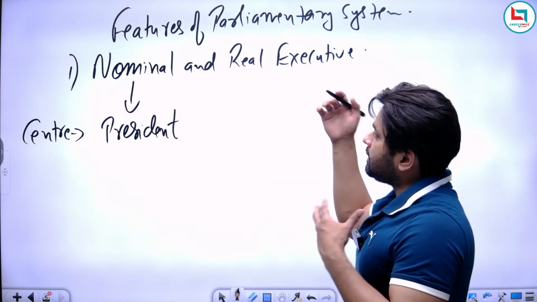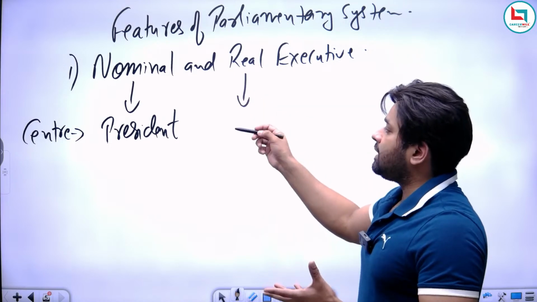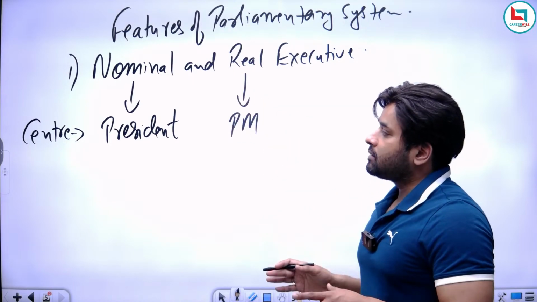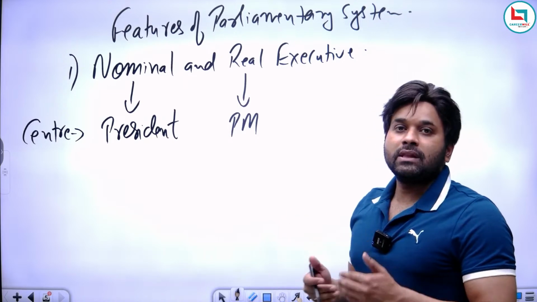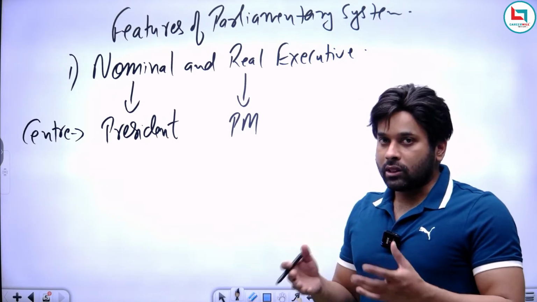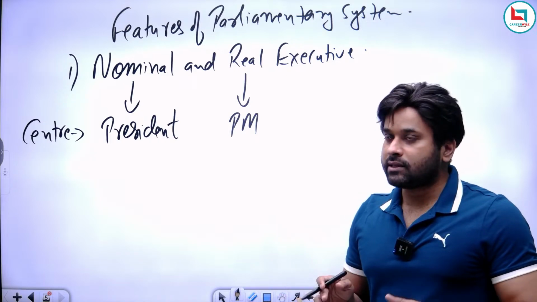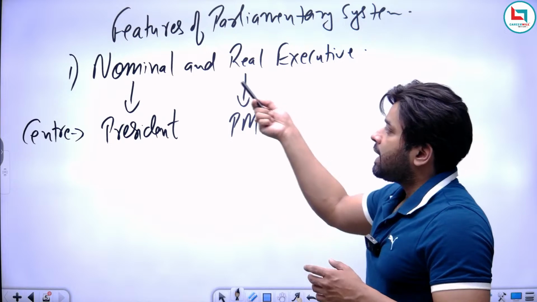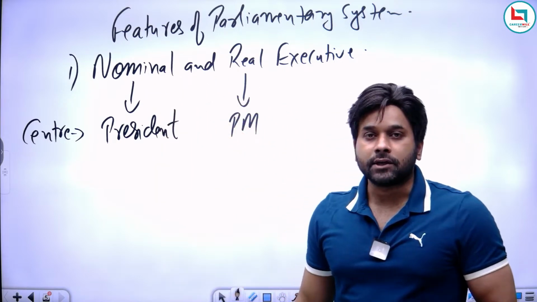But who in reality does all the work? It is the prime minister. So at the center, the president is the nominal executive because his name is used. But who actually does all the work? Who is responsible for doing all the things? He is the prime minister. So the prime minister is the real executive and the president is the nominal executive.